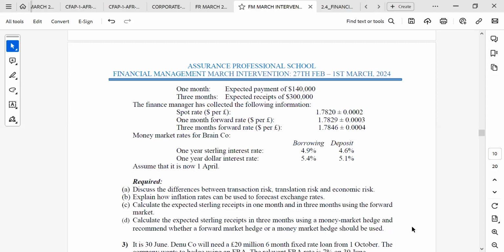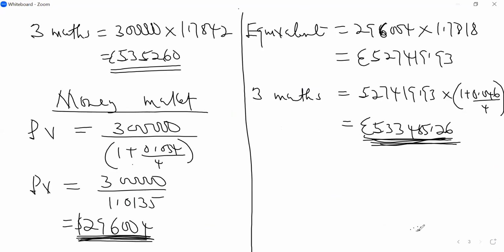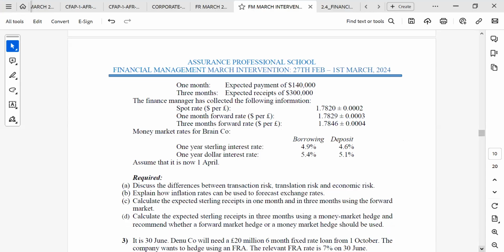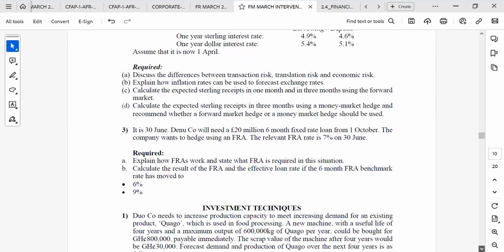Okay. All right. So which of them is higher? I'm sure the money market is higher than this one, 535, and this one is 533. Okay, so the money market is higher than the forward, so they should use this one because this will give them a gain of the difference. You look for the difference, and that will give you a gain. Let's take the last question on financial risk management. Then we move on to investment appraisal.